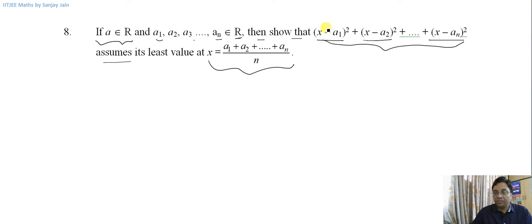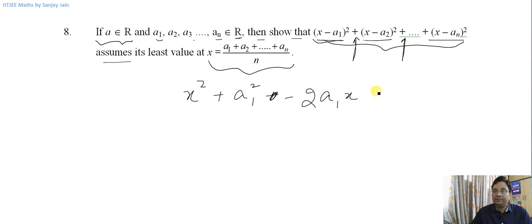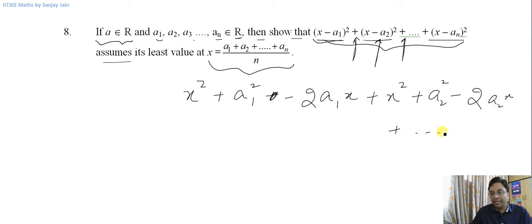This is a quadratic polynomial because if you open these brackets, this is a sum, right? These are separated by plus signs. So if I open this bracket, this will be x square plus a1 squared minus 2 a1x, right? Similarly, if I open this, this will give me x square plus a2 squared minus 2 a2x. And similarly, I can think of the next set of brackets.